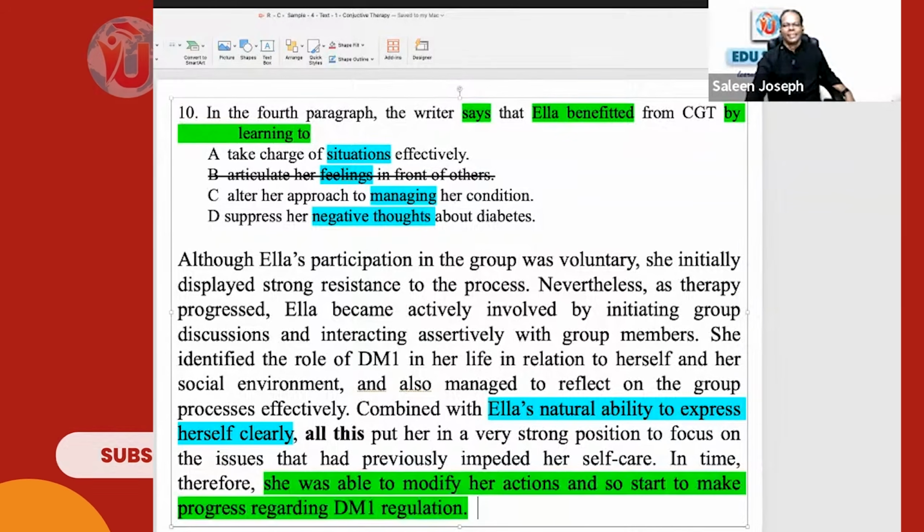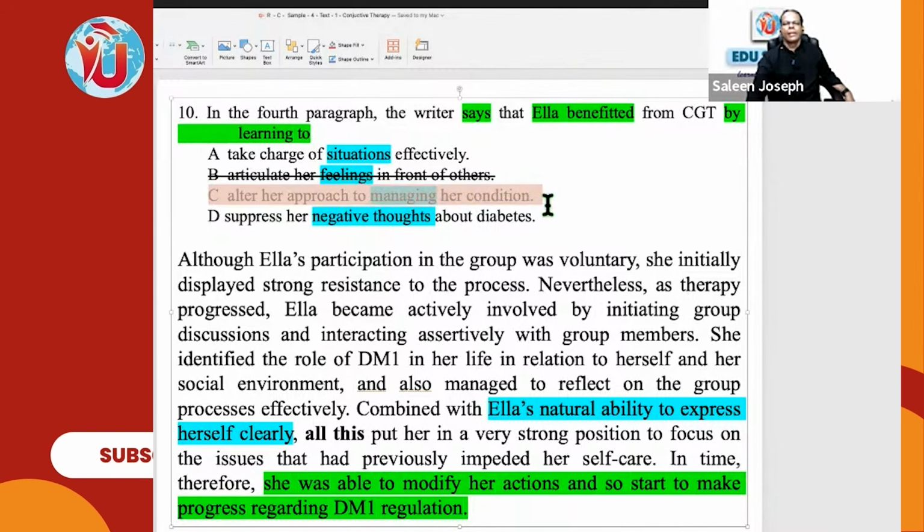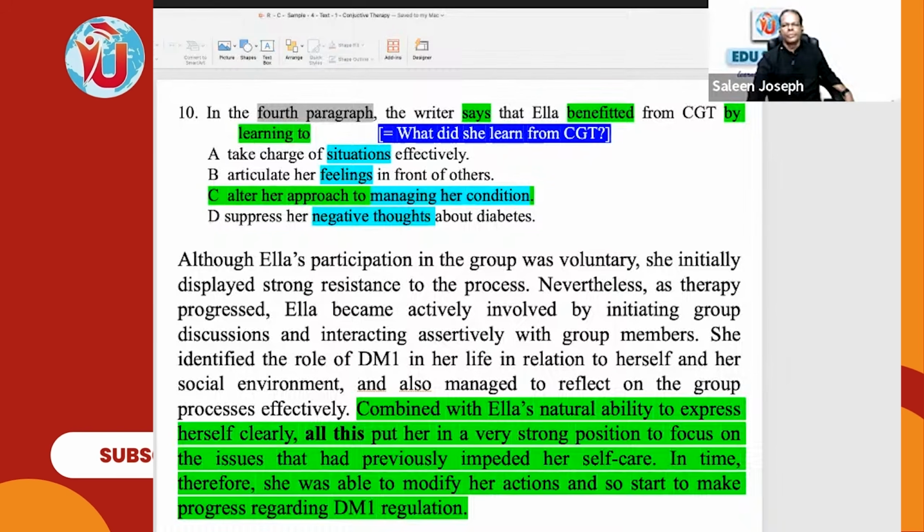Right? Yeah, it means she altered her approach to managing her condition. Is that clear? A, take charge of situations effectively. Now they are not bothered about situation; they are about condition, right? A condition. You get it? Yes. Suppress her negative thoughts about diabetes. Does the text mention that anywhere? Negative thoughts is not mentioned.